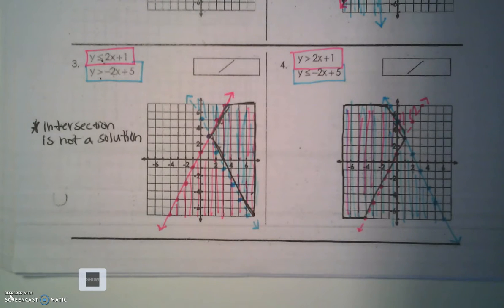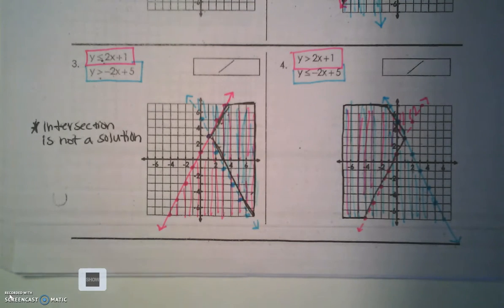Same thing happens in number 4. Over here is where my overlap shaded region is. So any of those ordered pairs that's overlapped in pink and blue will be a solution to this system. As you graph these, I would encourage you to graph one at a time and shade so you're not confused on where to go.